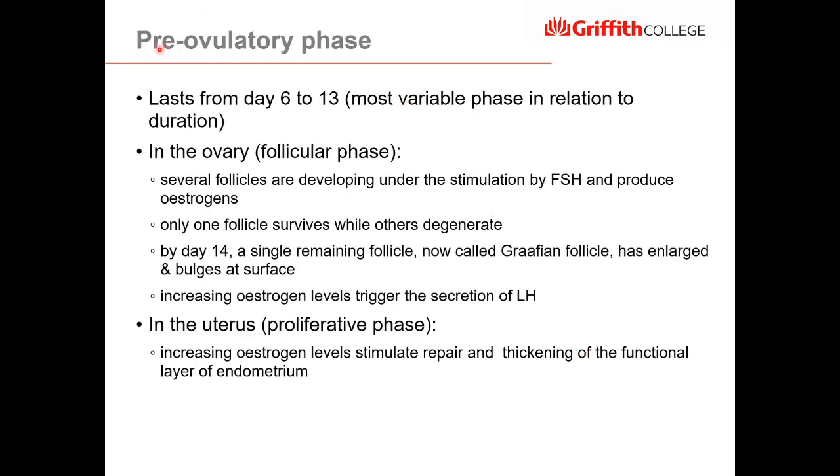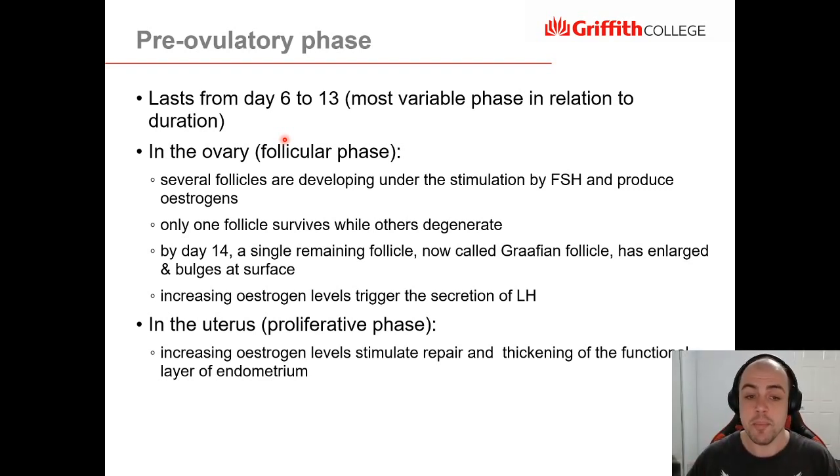So once this happens, we move then into the pre-ovulatory phase. And what is then happening within the ovary? We are seeing this follicular development, okay? It's moving from primary follicle to secondary follicle under the stimulation of follicle-stimulating hormone. Again, the hint's in the name.